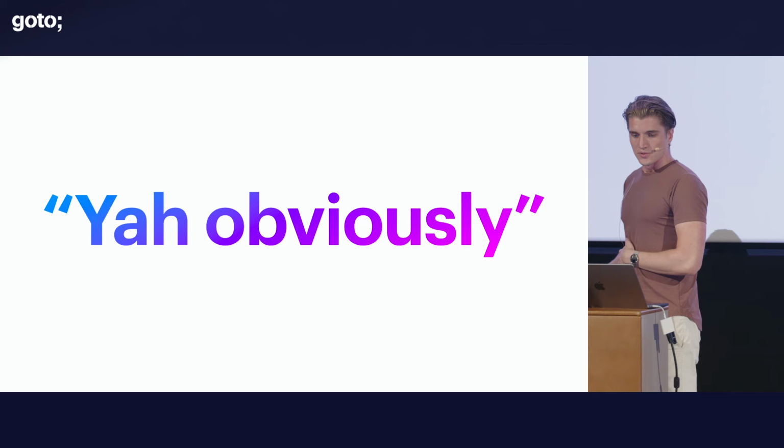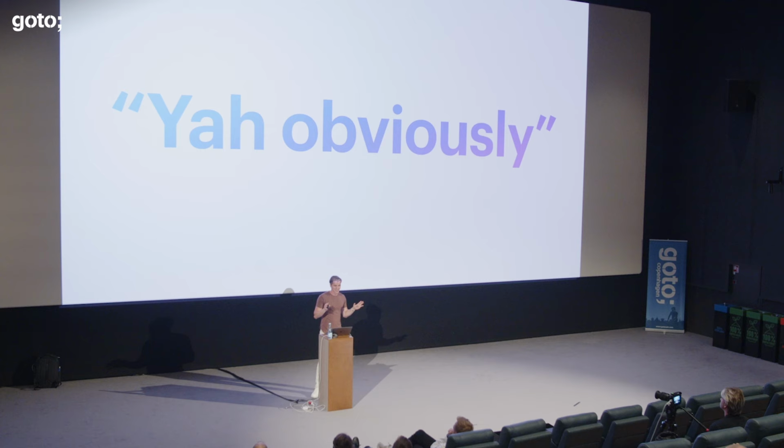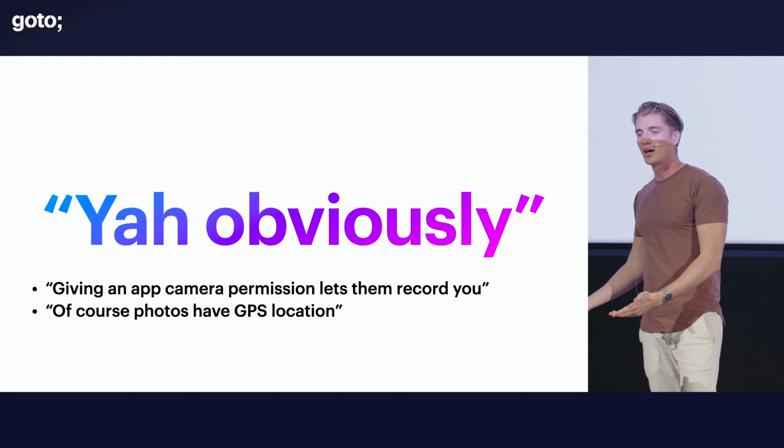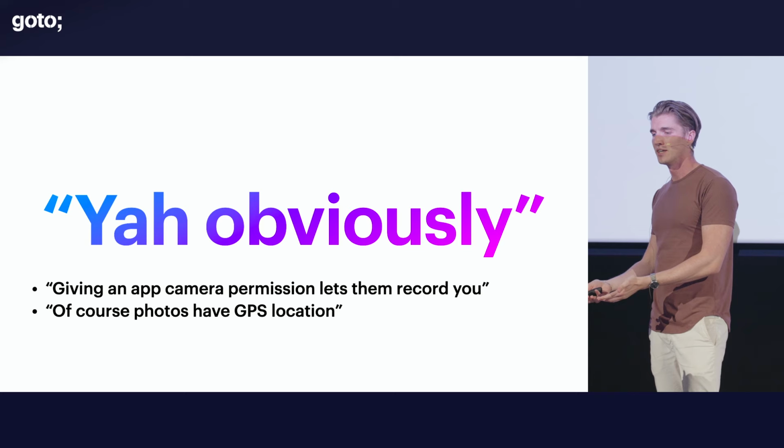So whenever I published any of these projects, the very first response I always got was this. Yeah, obviously. When you give an app camera permission, it has access to your camera while your app is running, right? Obviously, if you have access to images, you have access to location. It's always been like this.